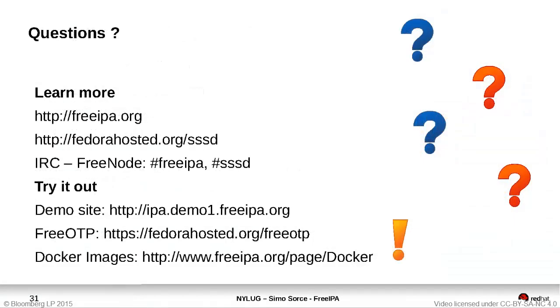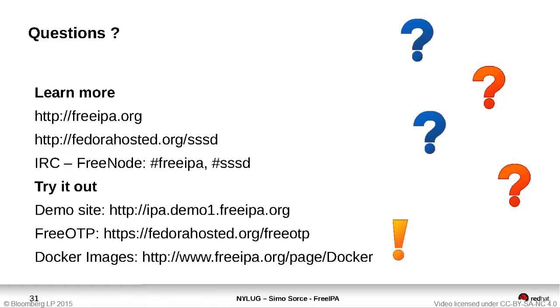So, before the questions, if you want to learn more, freeipa.org is the place where you want to go. You have pointers for everything else. Or on FreeNode, the FreeIPA and SSSD channels, also for the SSSD project. If you want to try some of this stuff out, there is a demo site called ipa-demo1.freeipa.org. If you go there, you have a full IPA server that is accessible. I think every night we completely reset the machine and start from scratch. So if you join machines, the next day it will not work, but for a quick try, it works. The interface is always available.